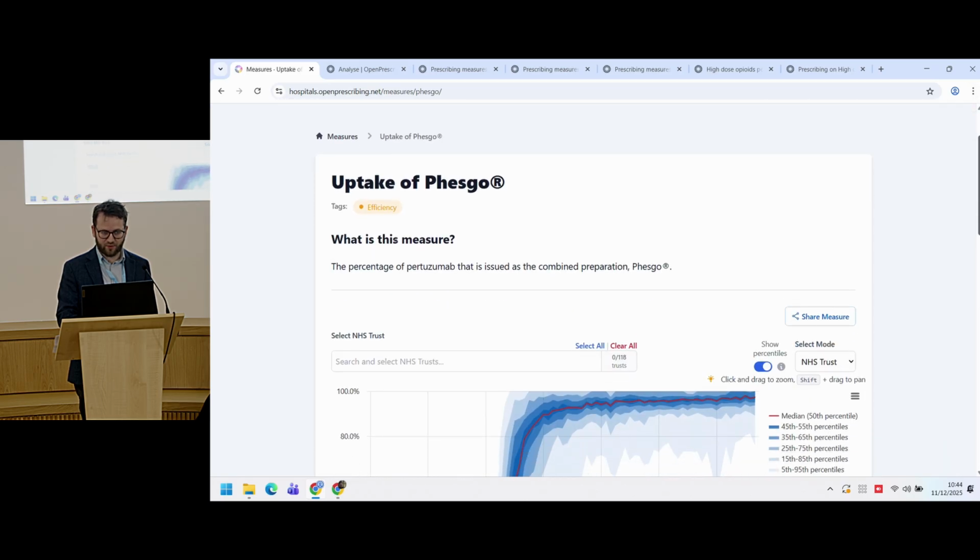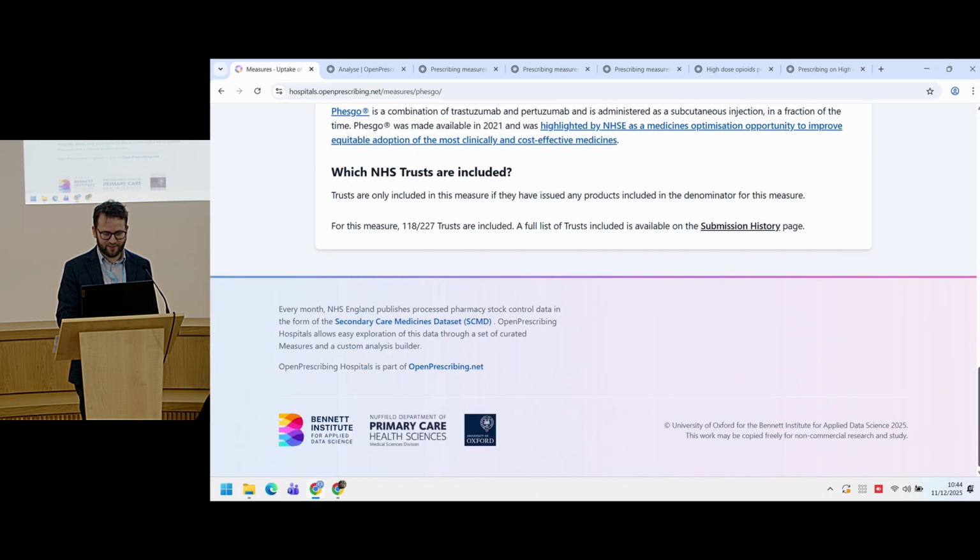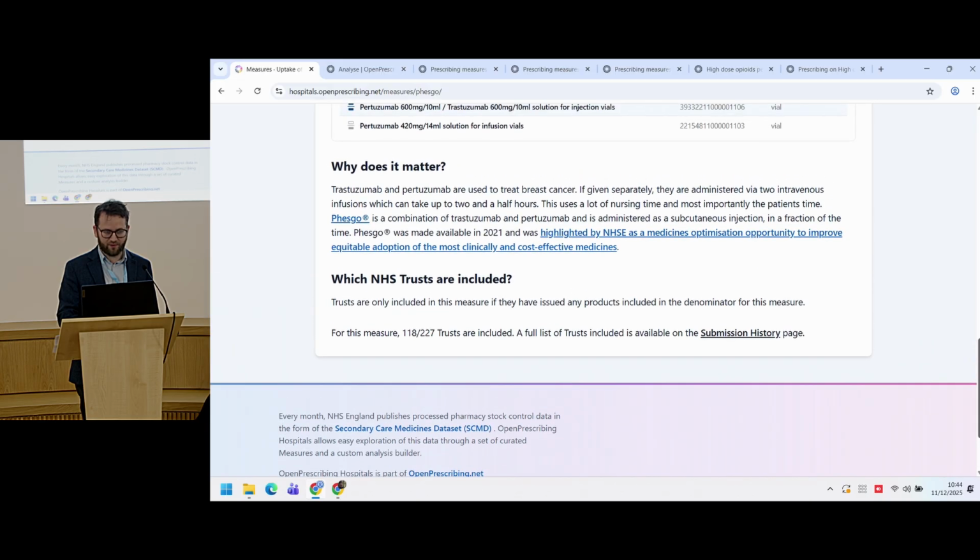Again, with the OpenPrescribing hospitals measures, it's a little bit more out of the way, but we have a "why does it matter" section here explaining why this is important. We link to things like national guidelines to tell you. Very briefly, I will try and explain in as few words as possible, but these are two drugs that are used in the treatment of breast cancer.